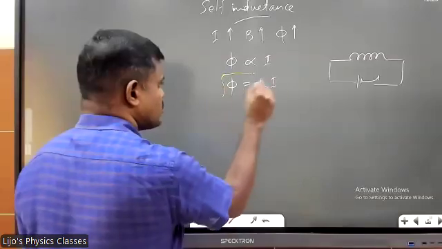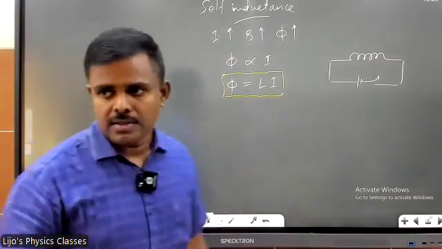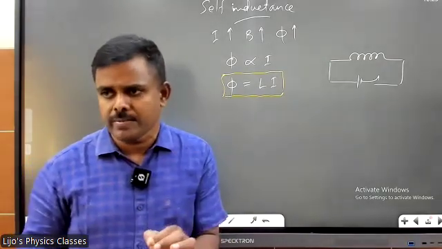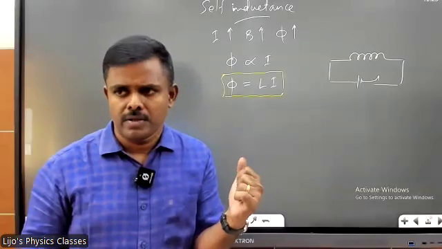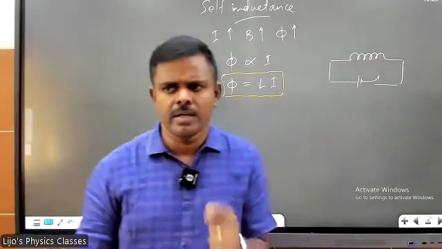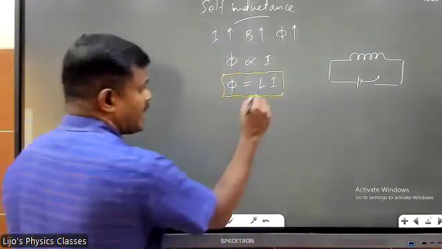Put these together in a box. That's a very important equation in fact. I promise you won't miss even half a mark from this chapter. I think the weightage is 10 or 12 marks. Just follow whatever I say in class. I'm 100% sure you won't lose even half a mark. Phi is equal to L I.